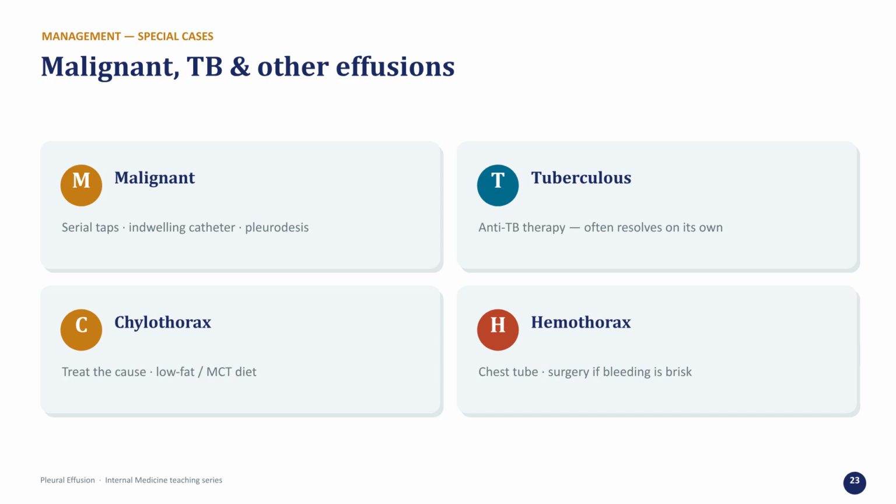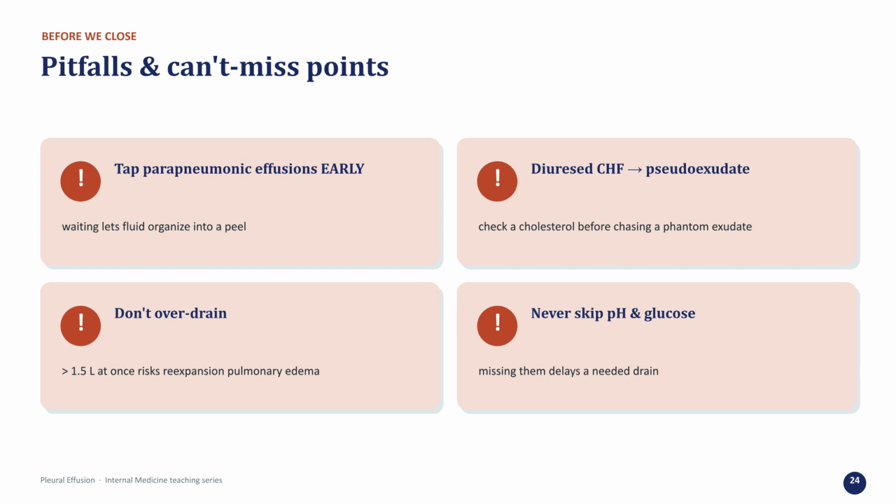Management for transudates is always about treating the underlying systemic cause. In heart failure, diuresis usually resolves the effusion quickly. For hepatic hydrothorax, we manage sodium and fluids and consider TIPS, but we strictly avoid chest tubes, which can be harmful and ineffective.